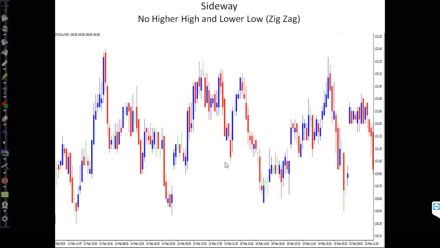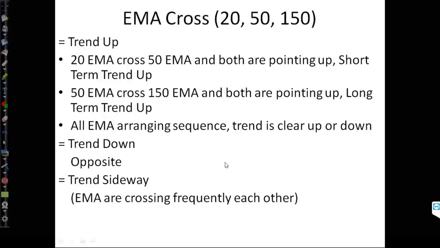Now you can see this is the zigzag pattern. Next, you can see the method, EMA cross. I'm just taking 3 exponential moving averages: 20, 50 and 150. Just remember this criteria that I'm writing here. The first criteria you always remember: when the 20 exponential moving average crosses the 50 moving average.